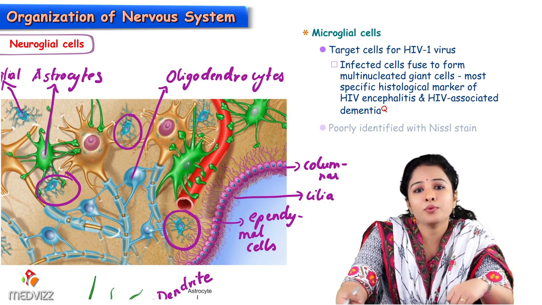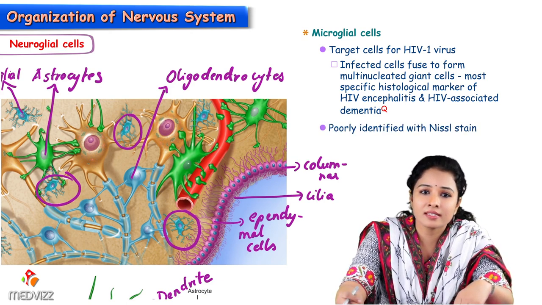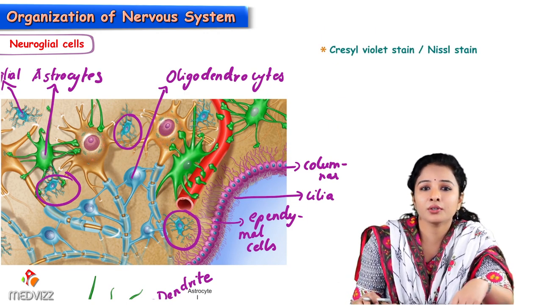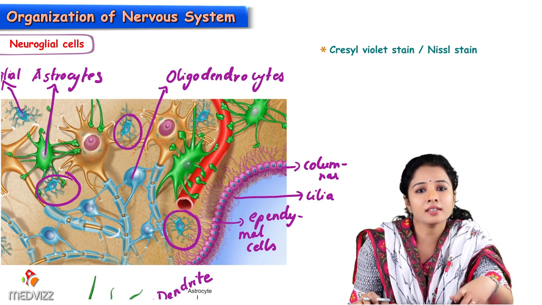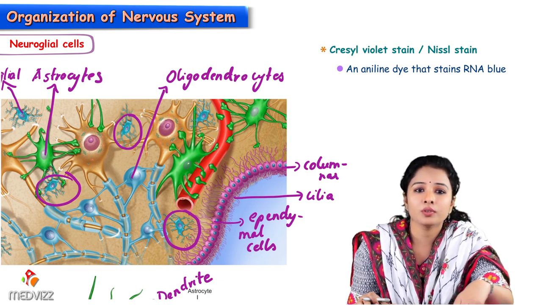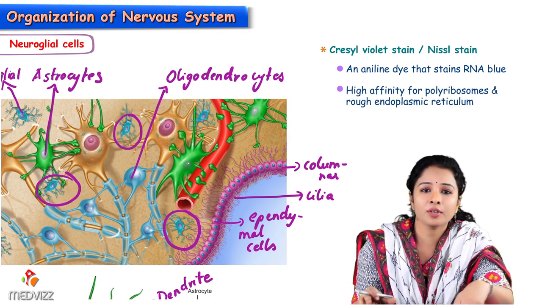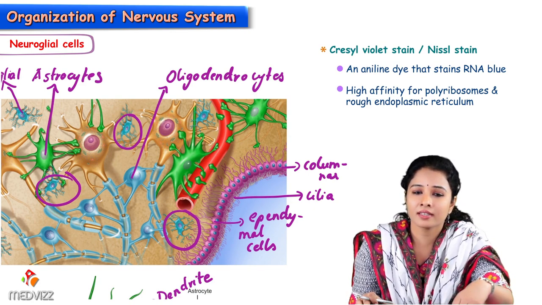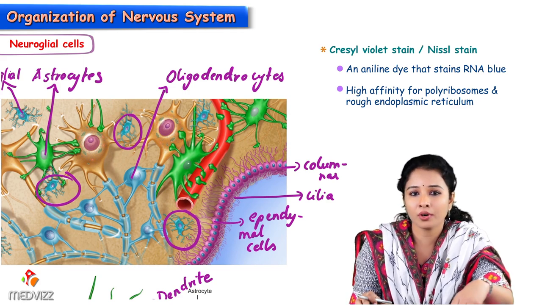Microglial cells are poorly identified with Nissl stain. Nissl stain, we already heard about it in the neurons, is a crystal violet stain and an aniline dye which stains the RNA blue and has an affinity for polyribosomes and the rough endoplasmic reticulum present in the cytoplasm, called Nissl substance and Nissl bodies.